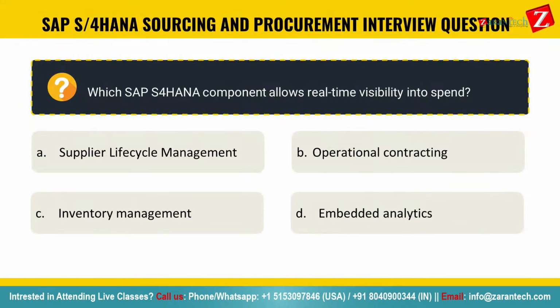Alright, let's test your knowledge. And here is a question for you. Which SAP S4 HANA component allows real-time visibility into spend? Option A, Supplier Lifecycle Management. Option B, Operational Contracting. Option C, Inventory Management. And option D, Embedded Analytics.